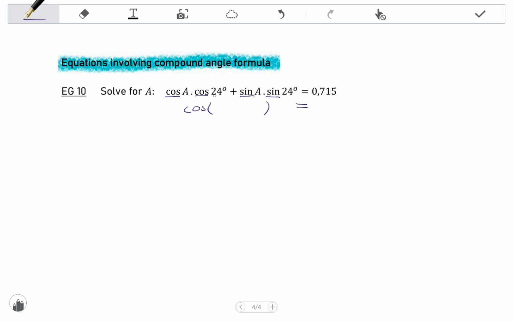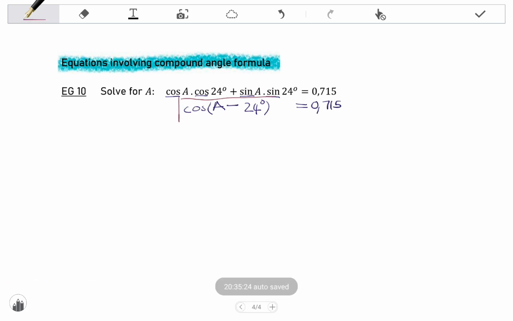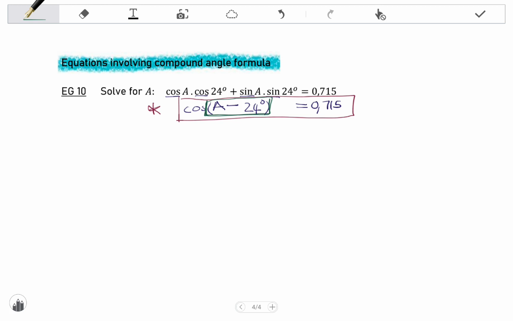Then I have A, 24, A, 24. So my first angle is going to be A, my second angle will be 24. We have to remember that for the cos compound angle formulae, the sign changes. So where I have a plus in the expanded form, I have a minus in the brackets. Now we have our one trig function equal to a value, so we can find the key angle and continue. Notice that this is my angle, and it is a compound angle, but we do not touch it until we get to working with the quadrants.